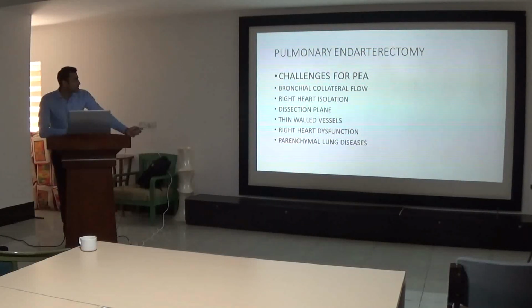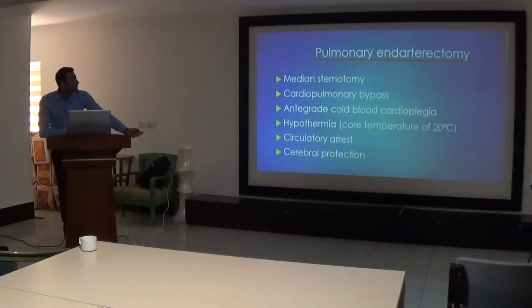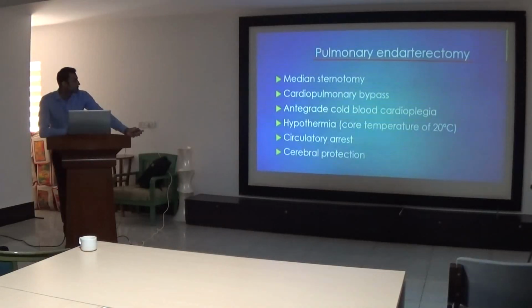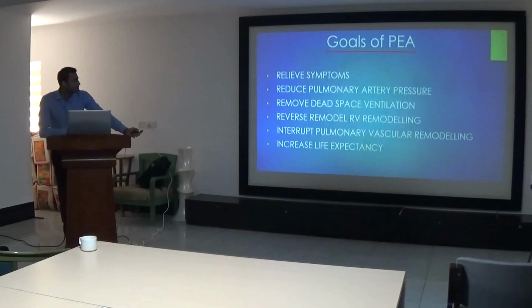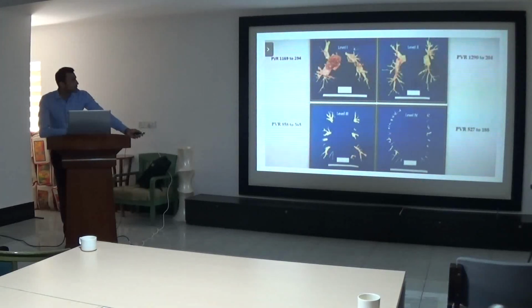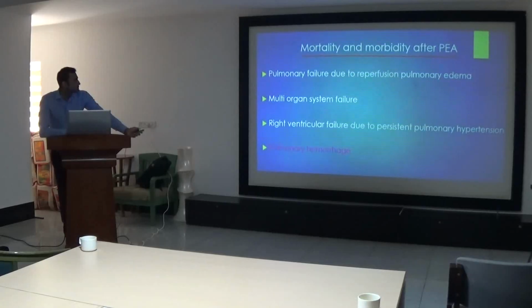Challenges we discussed: there is a lot of collateral flow, isolation is required, dissection plane, involved vessels. We discussed this part. We have to undergo a circulatory arrest and empty out the whole flow. Goals are to reduce the PA pressure and decrease the remodeling. These are the plaques that we can get out of the endarterectomy. Mortality is due to pulmonary edema, reperfusion. Multi-organ system failure is due to not selecting the right patient. Maybe if we select them earlier, before optimization, that leads to kidney failure and other organ dysfunctions.